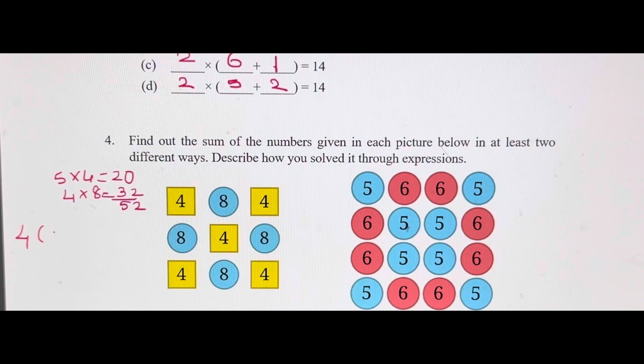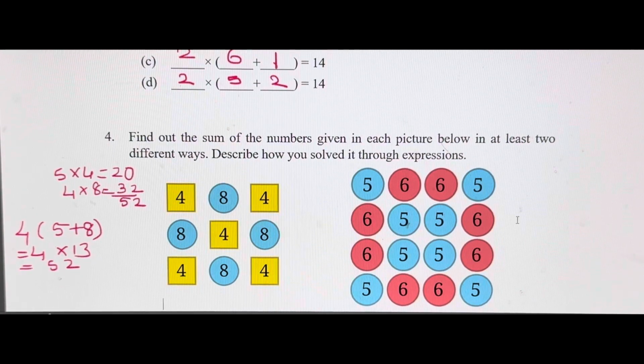So 4 in the bracket, 5 plus 8. So which will be equal to 4 into 13, right? And 13 fours is also 52. So this is another way of doing the left hand side picture.